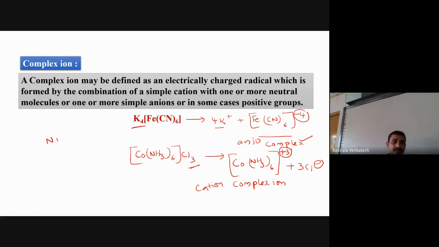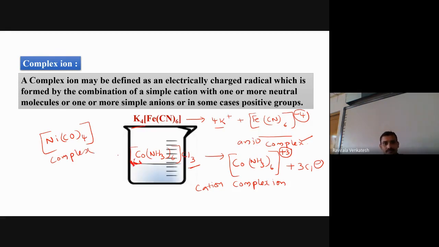You see, nickel, CO taken 4 times. This is not having any charge, no charge. So this is not called a complex ion. It's a complex compound only that we can call this. Now we will take this in terms of diagrams.